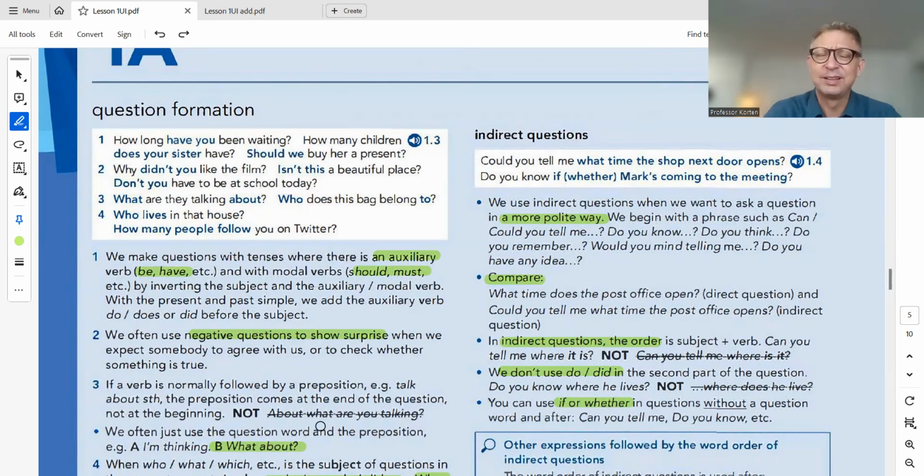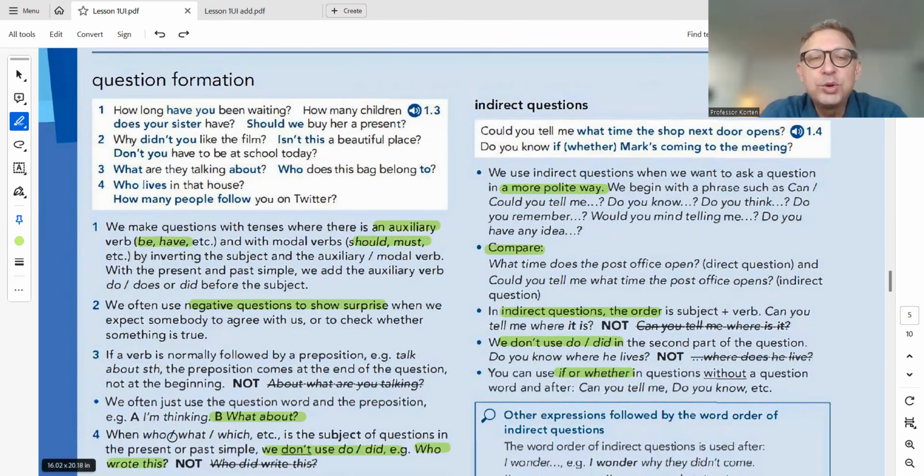In America, we normally would say maybe about what, and I think Brits would probably say what about more than the Americans would. All right, number 4, who lives in that house? How many people follow you on Twitter? So when we have these who, what, and which, we don't use do or did. So who replaces the auxiliary verb. Who wrote this, not who did write this. We don't say that. So if you sometimes say that, we have to remove that from your vocabulary.